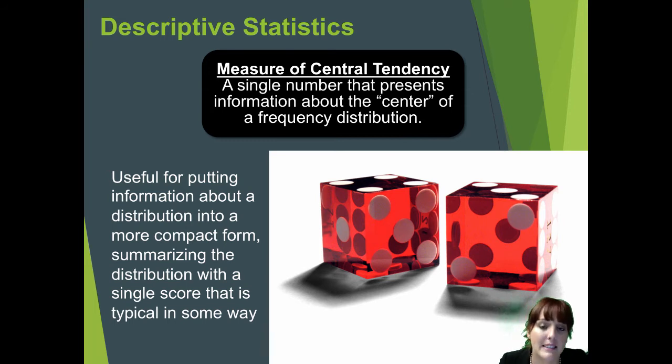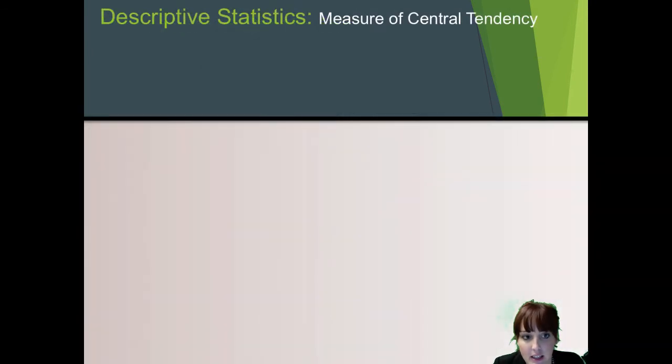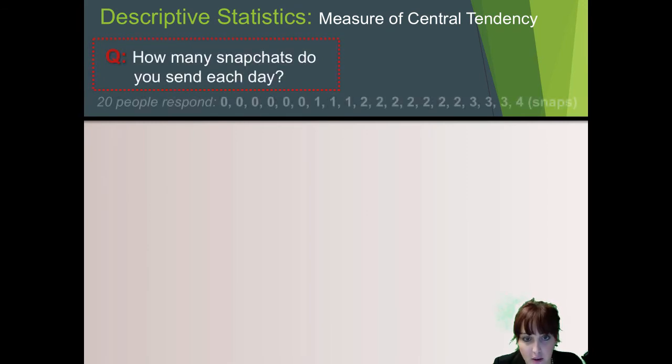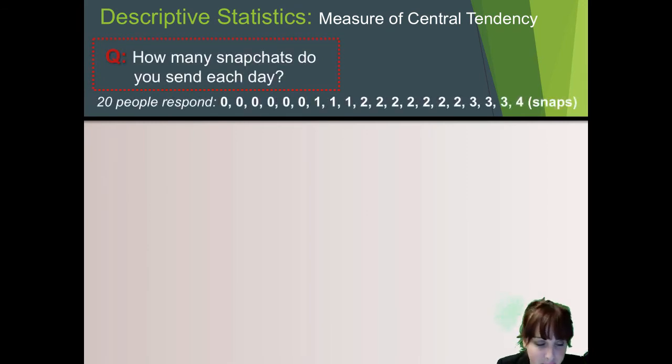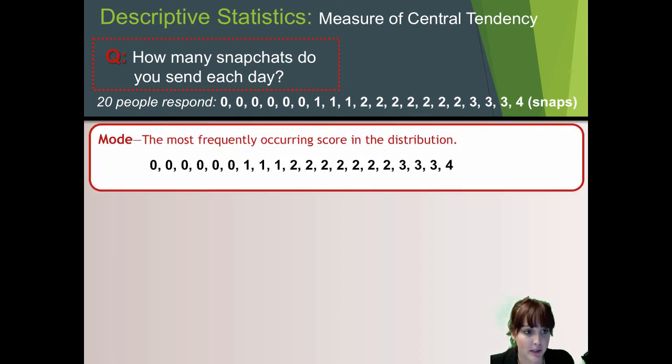Central tendency is used for putting information in a distribution, in one of those plots, into a more compact form. It summarizes it basically into one single score. And so you're looking at what is most typically happening in this single score, where most of the scores fall. And there's three types of central tendency: the mode, the median, and the mean. We will look at snapshots to probably review for most of you what each one of these means.